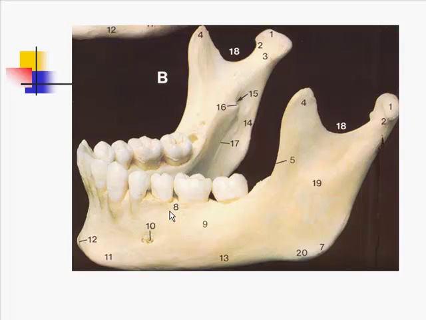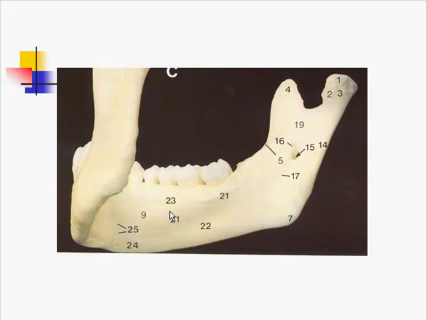Remember that above that, superior to that, is the mandibular canal, which is where that nerve runs through. 12, I don't believe I said, is the mental protuberance. This is the area again, just a different angle. Number 25 we didn't talk about, but that is the genial tubercles or the mental spine. Again, this is where there's a muscle attachment.